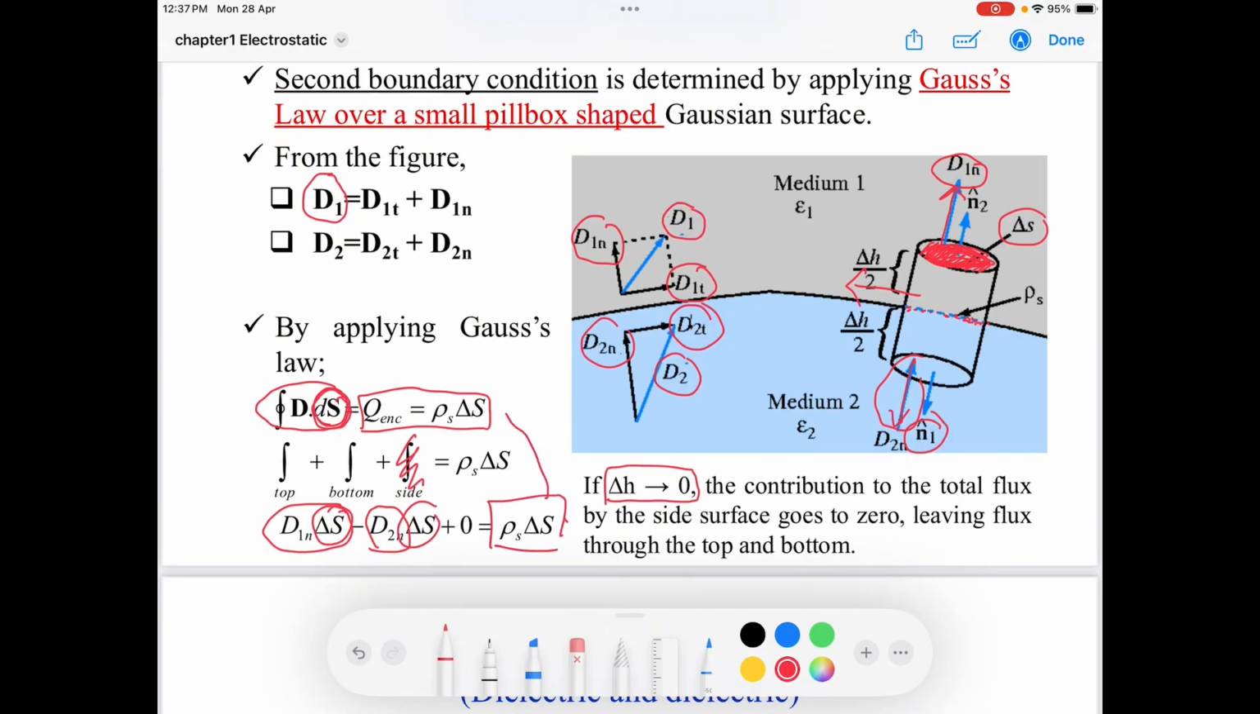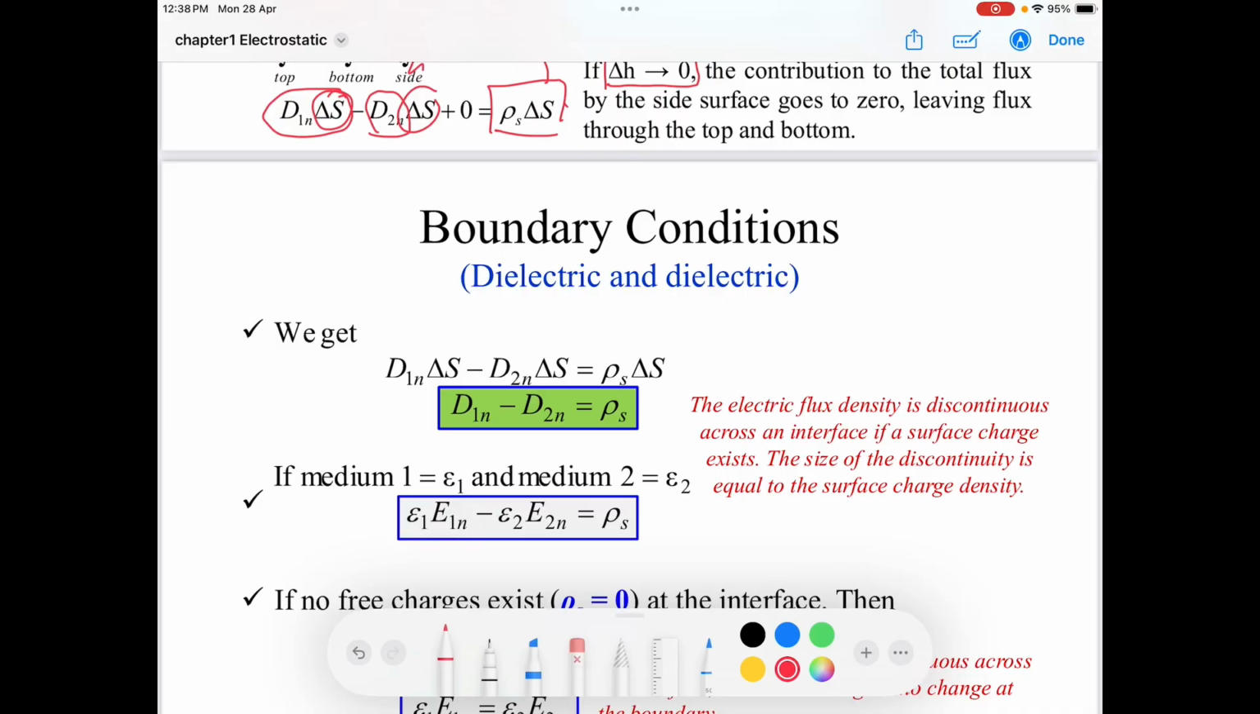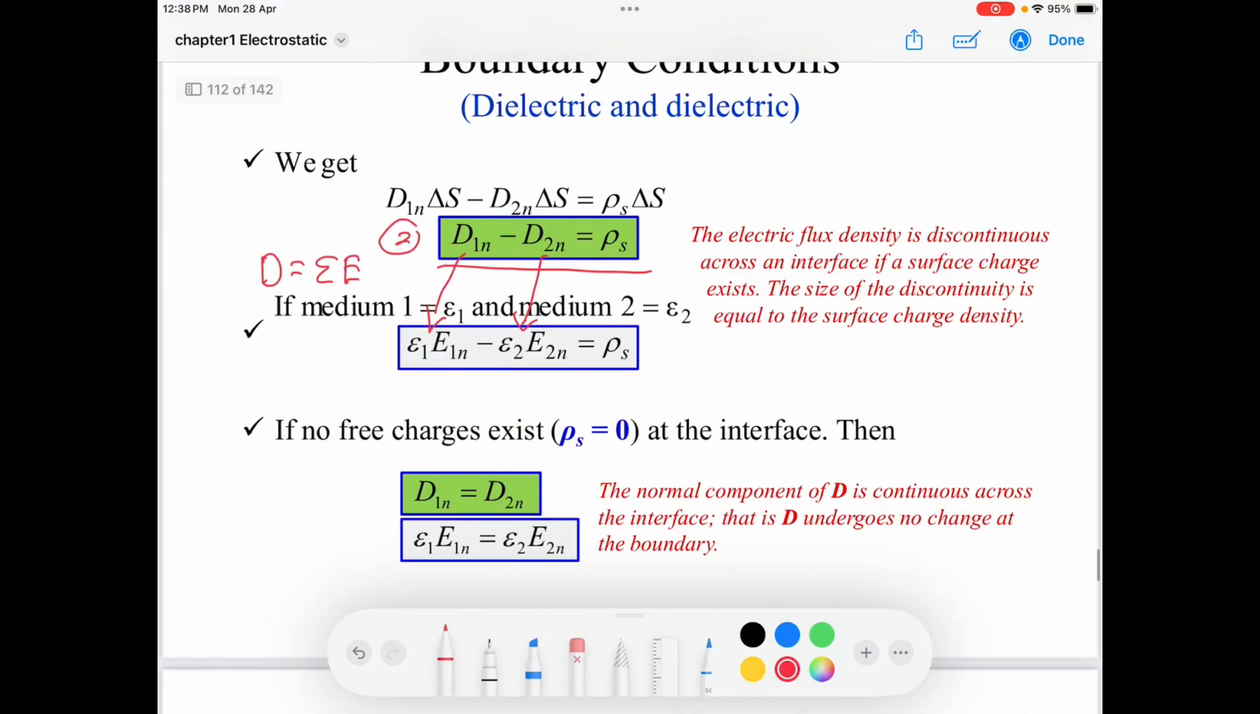So this is coming from here. If we simplify it, this is the second boundary condition. You can relate it with the electric field by using the formula D equals epsilon E. And if there is no surface charge at the boundary between the two interfaces, you can assume it to be 0, and you can just apply this formula. So this is the second. You can either use this one or this one, depending on the conditions.